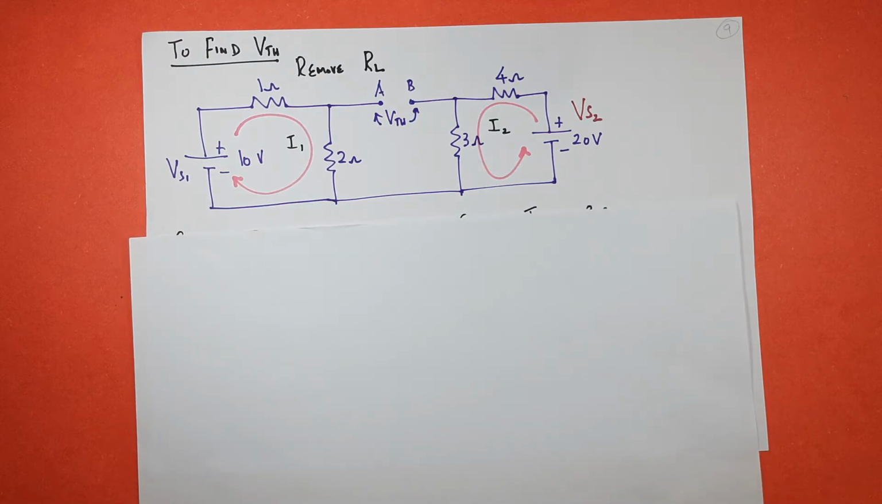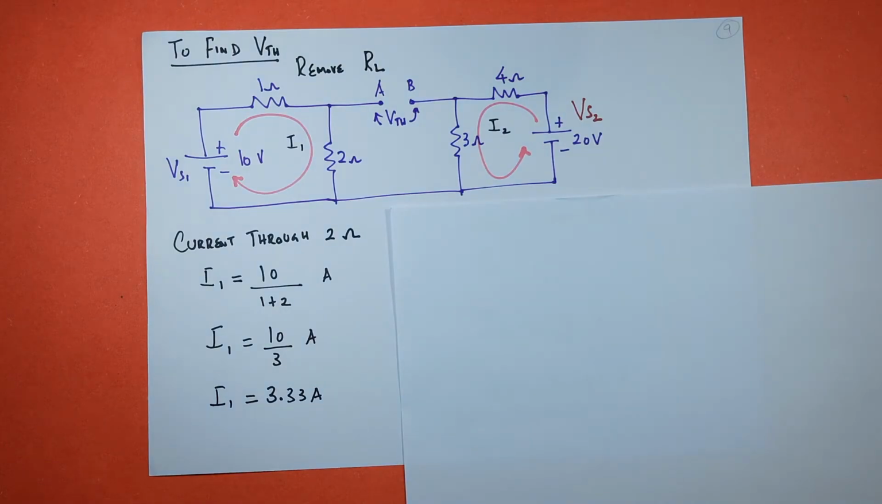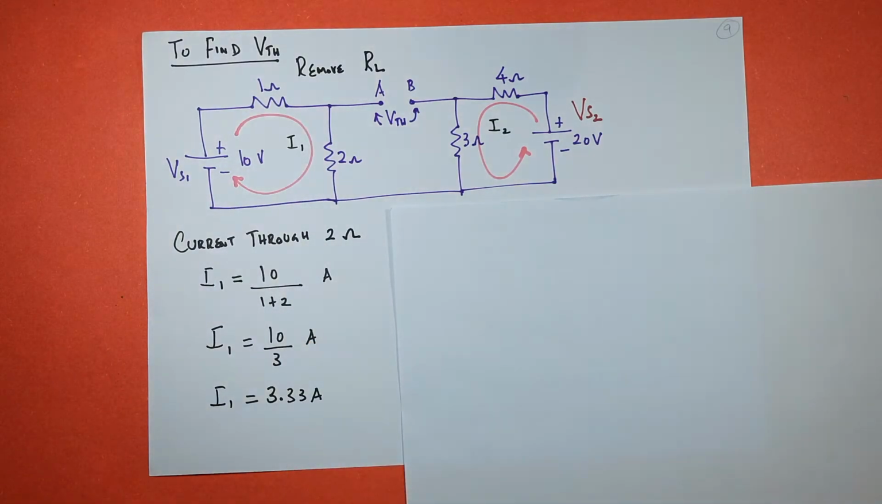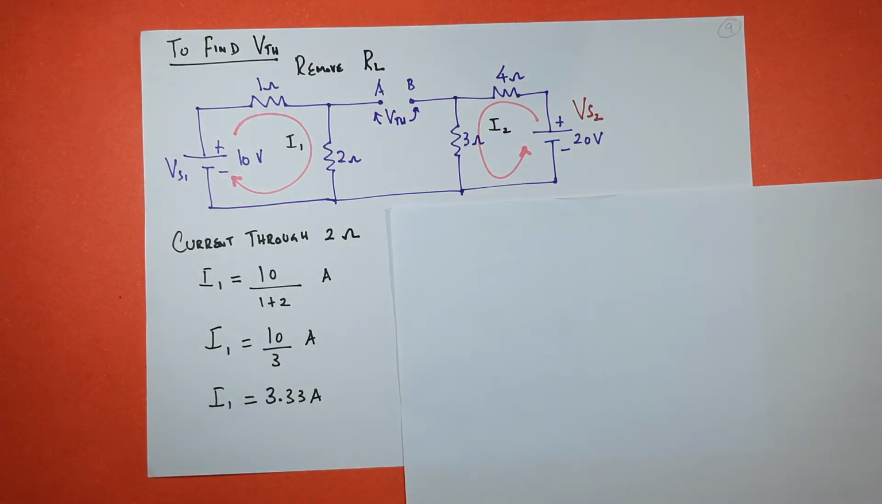Then we can find out the voltage drop across all the 4 resistors. So it is nothing but a series circuit. This is a series circuit, right? Again, this is a series circuit. So I1 is nothing but 10 divided by 1 plus 2 ampere. I1 equal to 10 by 3 ampere.